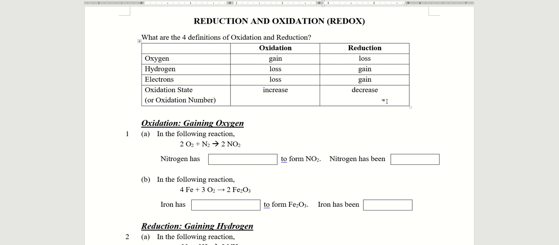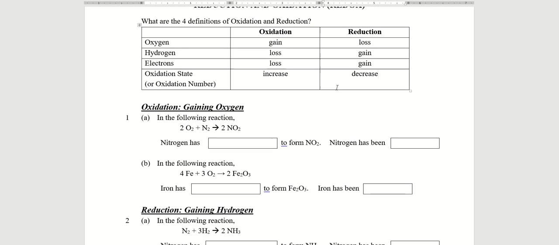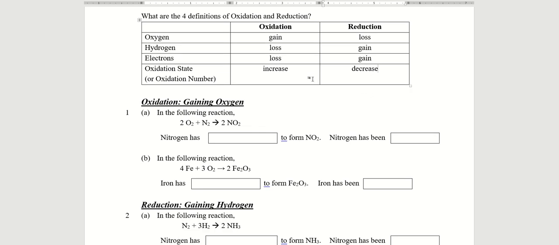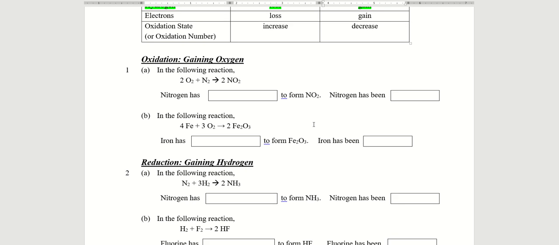So you can see from this table here that oxidation and reduction are merely opposites of each other. For today's video, we will be focusing on oxidation and reduction in terms of loss or gain of hydrogen and oxygen. We will go through a few examples, and from there hopefully you can see a bit more clearly. Right, let's take the first one, oxidation, gaining oxygen.